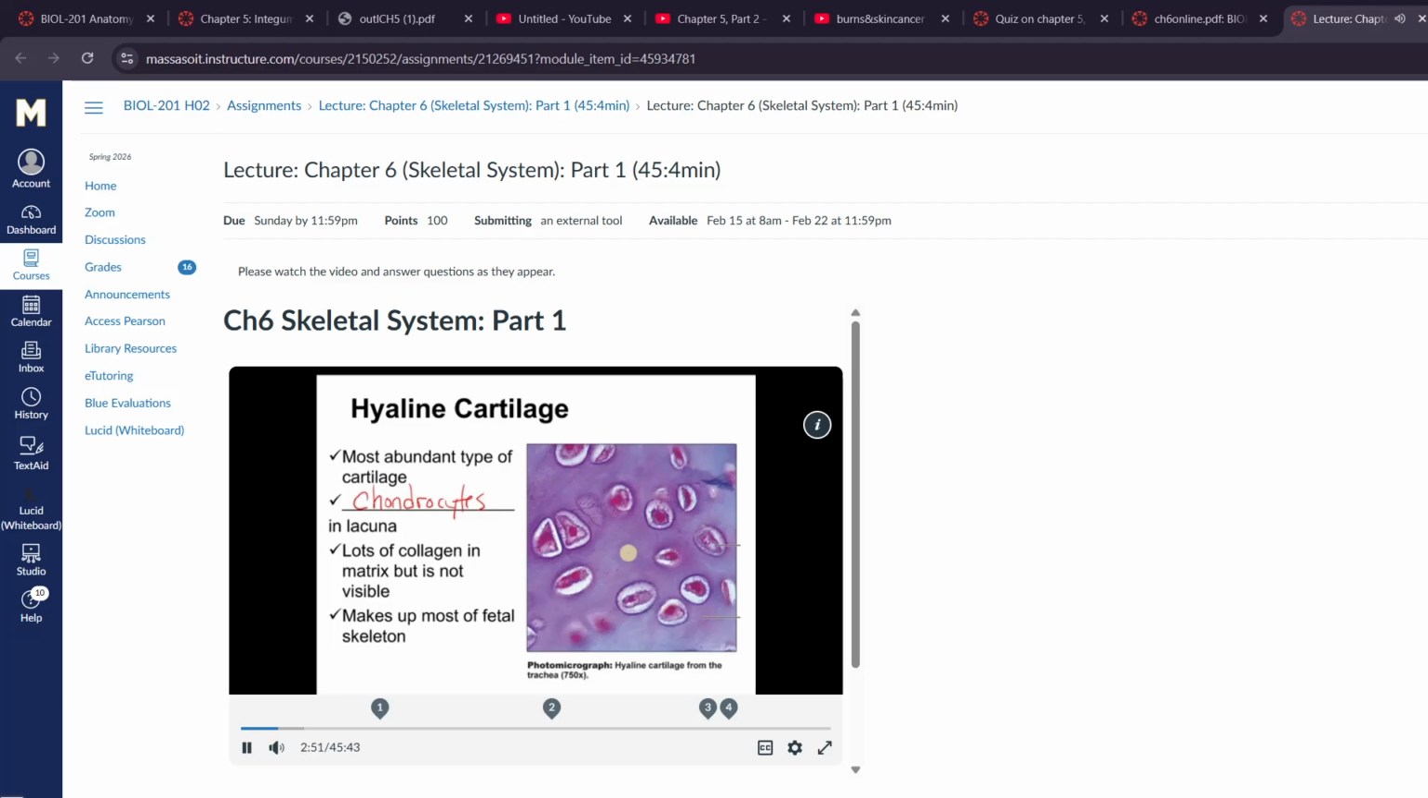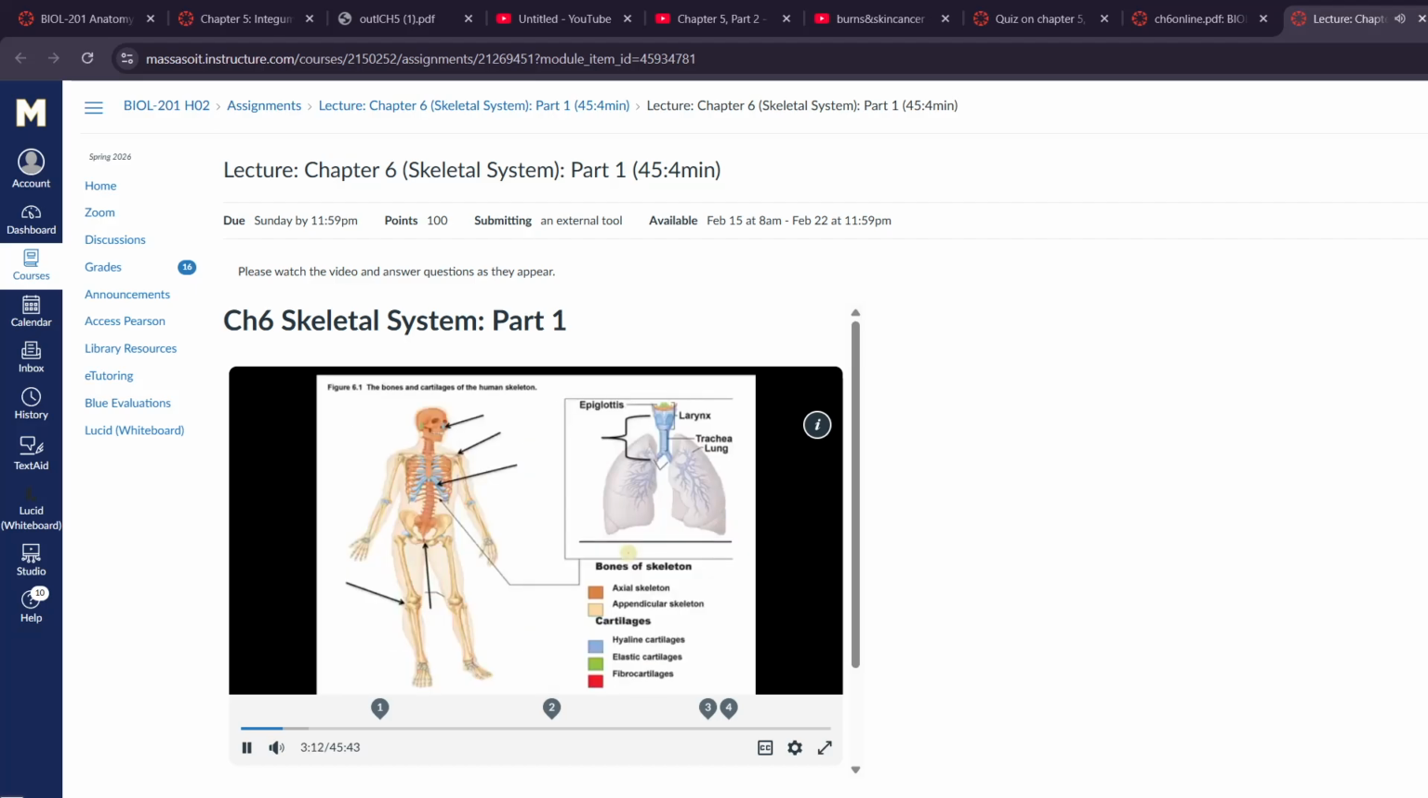Most of the fetal skeleton is made of hyaline cartilage. At about 8 weeks, the fetus has an entire skeleton, but that skeleton is made of hyaline cartilage. As the fetus develops, the cartilage is slowly replaced with osseous tissue or bone until the only places that you find cartilage left are in areas where you need some flexibility.